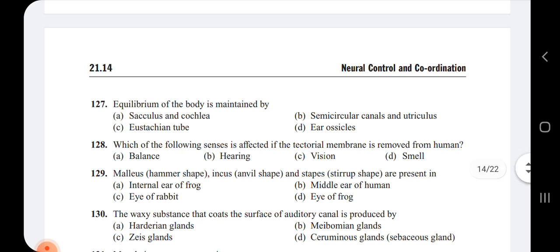Next question. Equilibrium of the body is maintained by the semicircular canals and utriculus.